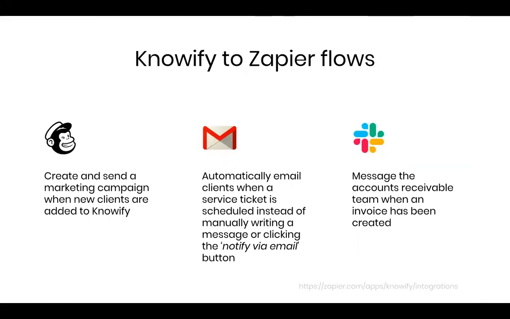Same thing goes with the Gmail integration, but it's a little bit more direct. It's a little bit more personal. Think, the MailChimp one would be a little bit more for advertising, whereas Gmail could be for, almost like you have Zapier as an extra employee writing emails for you based off of what's happening in your Knowify account.